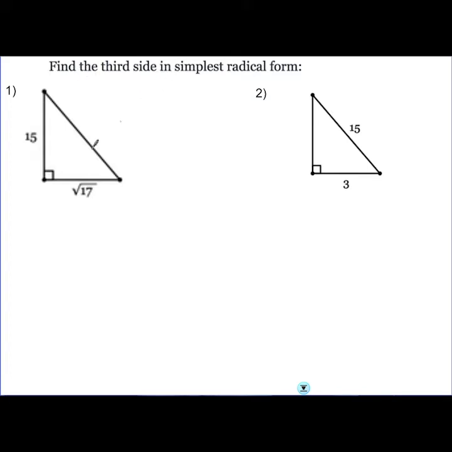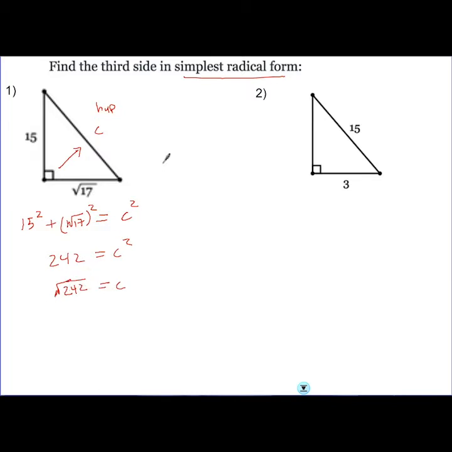For example, find the third side in simplest radical form. If we're going to find this side right here, let's call this C. This is the hypotenuse. By the way, these are the legs. This is from geometry, just reviewing: we're able to square those, take the sum of those, and that's equal to this third side. I'll do the math for you, so use your calculator. Final step, take the square root of 242.